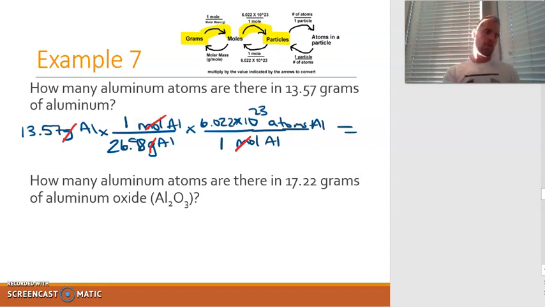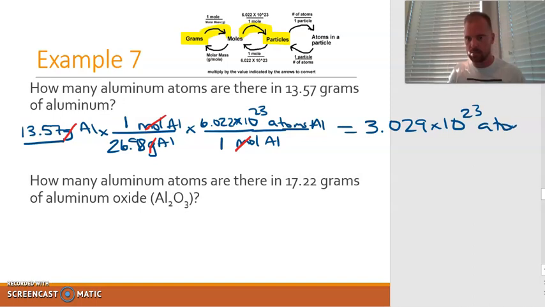So now I'm going to do 13.57 times 6.022E23, and then divided by 26.98. As far as significant figures go, 4 significant figures is what I'm given, so my answer is going to have 4. And so that's going to be 3.029 times 10 to the 23rd. Make sure it's times 10, not E. Atoms of aluminum. That would be my answer there.